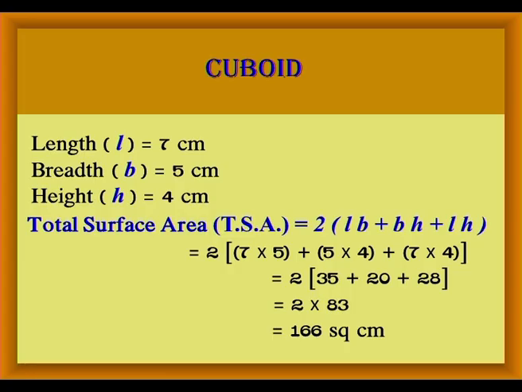Then 2 into the sum of 35, 20 and 28 we get 83, and after calculations we can observe that its total surface area is 166 square centimeter. Students, this is the way in which we can find lateral surface area and total surface area of a cuboid. But what about a cylinder?